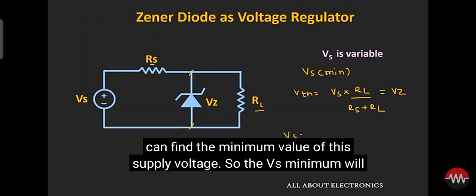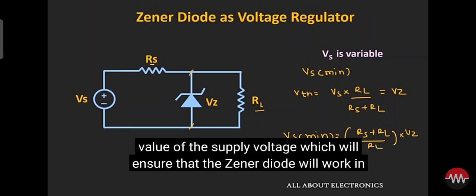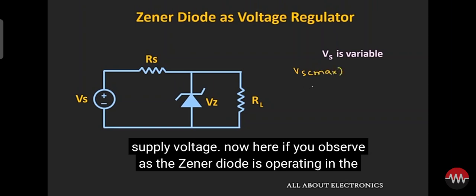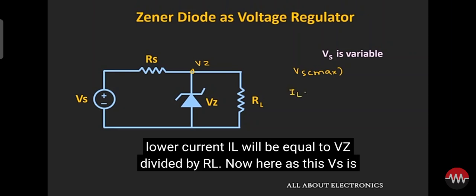So the Vs minimum will be equal to Rs plus RL divided by RL times Vz. So this will be the minimum value of the supply voltage which will ensure that the Zener diode will work in the breakdown region. Similarly, now let us find out the maximum value of this supply voltage. Now here if you observe, as the Zener diode is operating in the breakdown region, so the voltage at this node will be equal to Vz. That means the load current IL will be equal to Vz divided by RL.